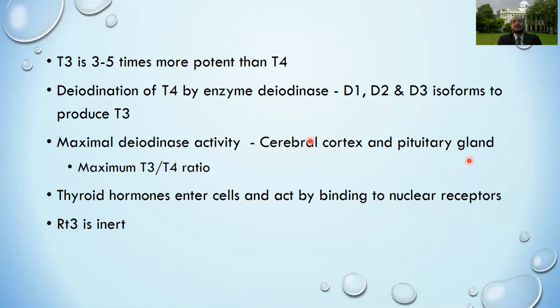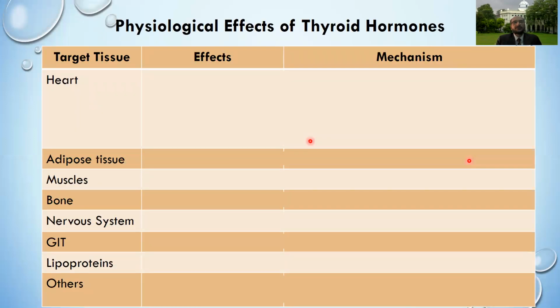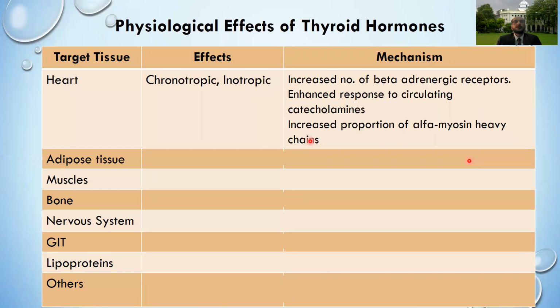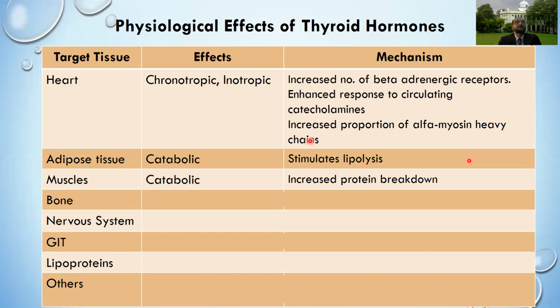These hormones at the organ end exert their physiological effects, leading to, for example, tachycardia and increased muscular contractility by increased number of beta adrenergic receptors and enhanced response to the circulating catecholamines, epinephrine and norepinephrine, and also by increased proportion of alpha myosin heavy chains. These hormones are catabolic in nature, stimulating lipolysis and breakdown of proteins. They are very important for osseous maturation and skeletal growth, very important in children, who need this hormone for their growth.